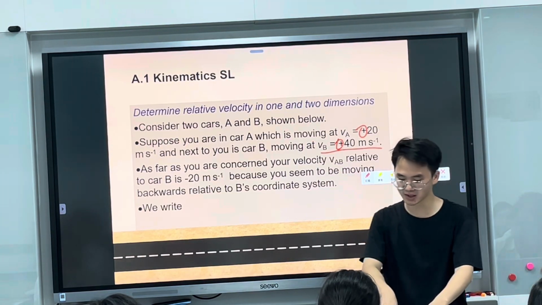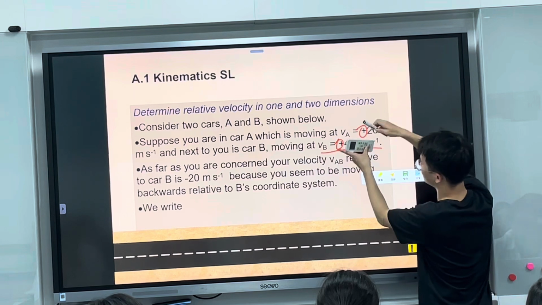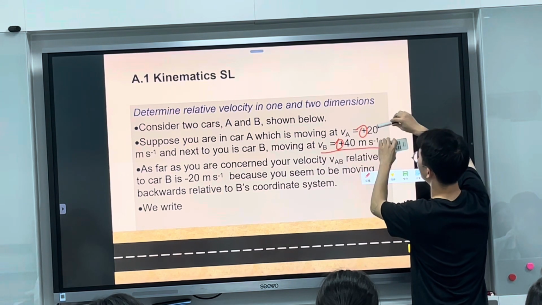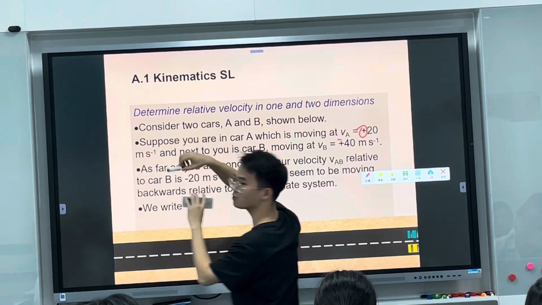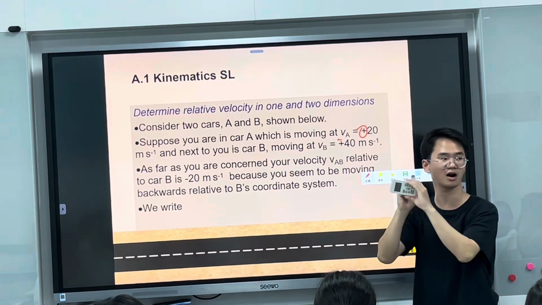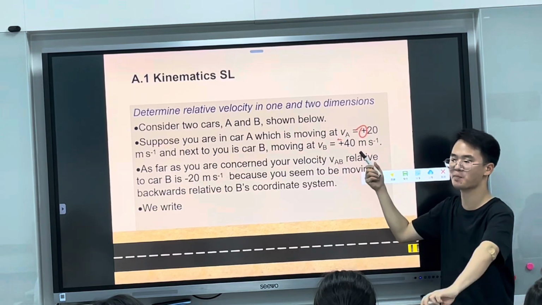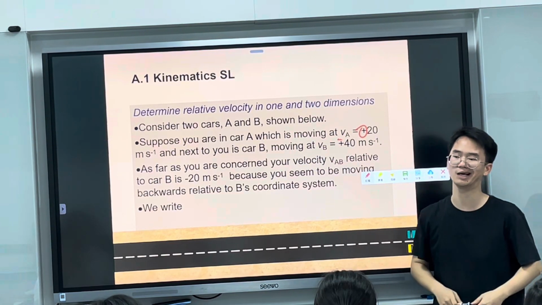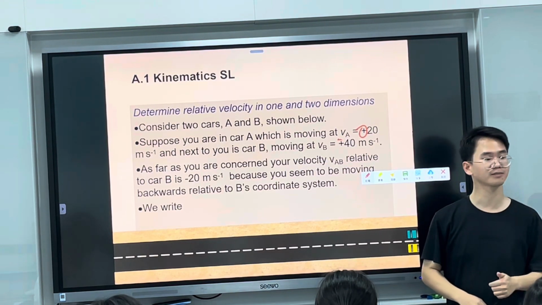What's happening is, let's say this is car A, which is you. This is car B, which is faster than you. Both of you are moving forward, but this one is moving faster. So from your perspective, car B is moving forward with 20 meter per second, or positive 20 meter per second. Everything clear? Do you have questions? Good.